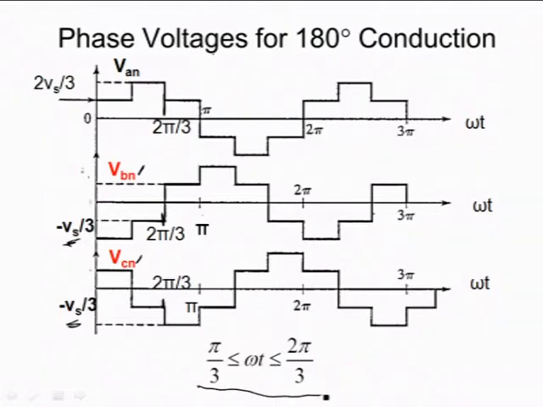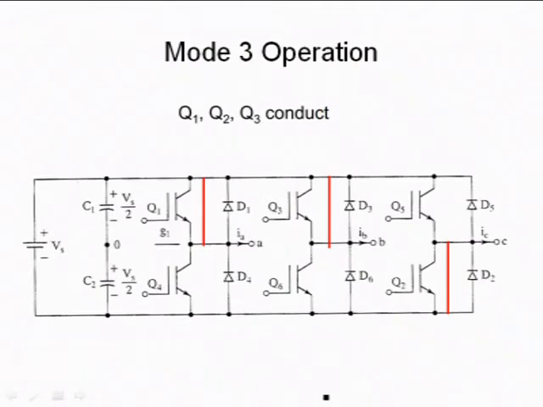Let us see another mode, mode 3 operation. Again see the sequence Q1, Q2, Q3. Now, again three transistors are conducting. Odd numbers 1, 3 mean upper arm, Q2 even number, lower arm. So, lower arm is connected to the negative terminal of the supply. See this one, the phase C is connected here. Now, A, B are connected to the positive of the power supply.